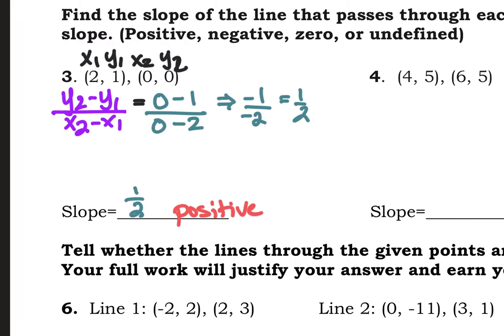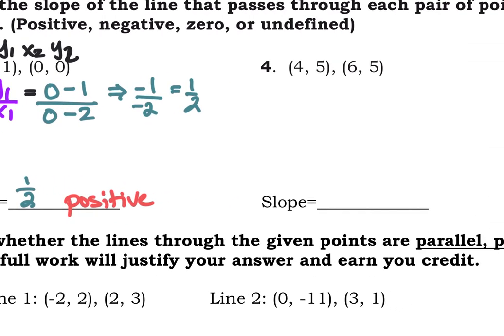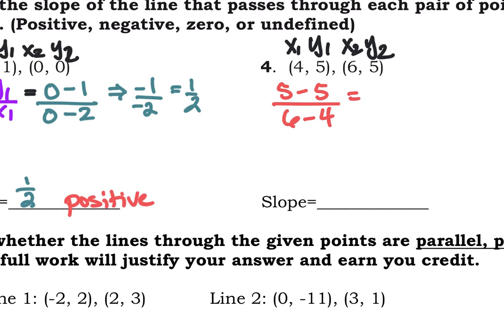All right, let's look at number 4. We're looking at the same equation, okay? So I'm not going to write out the equation. We are going to go through and label, though, x1, y1, and x2, y2. What number should I write down first? 5 minus 5 over 6 minus 4 is 2. If we enter this in the calculator, you're going to get 0. So your slope is 0, and this is a 0 slope.